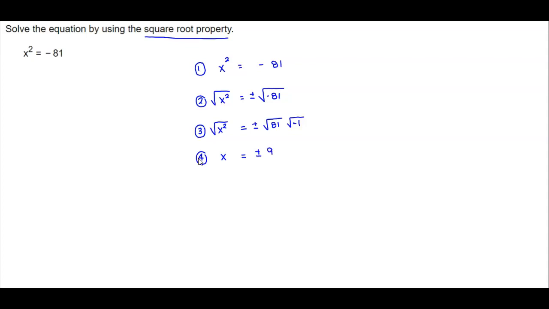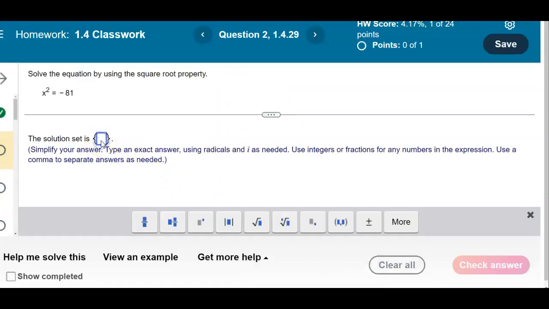And now keep in mind that the square root of negative 1 is always going to be considered i, the imaginary number. So therefore, this is plus or minus 9i. So therefore, the solution set is going to be the following: negative 9i and then positive 9i. Let's go ahead and put that answer. So we have negative 9i, comma, positive 9i.